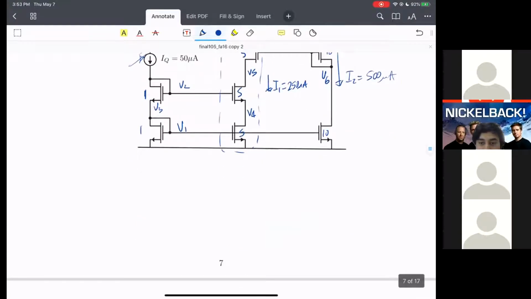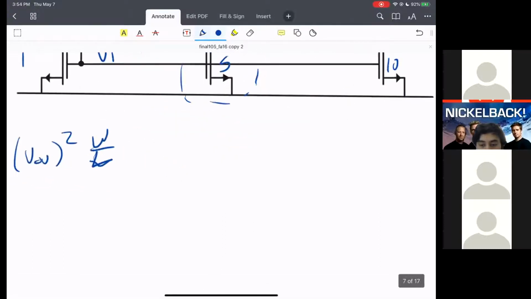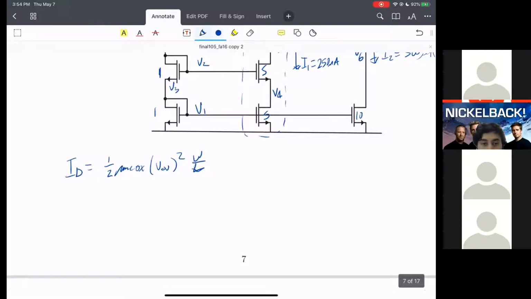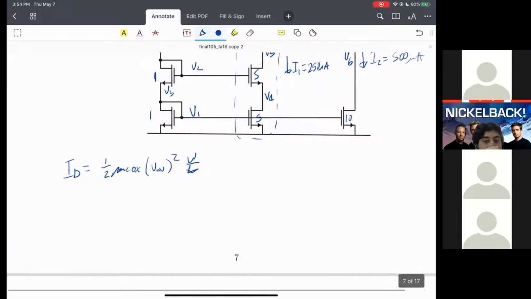Okay, so we use the equation for current. We know that ID is equal to 1/2 mu(n) Cox VOV squared, and then we have the W over L. Usually put it in the front. You do some math and you get that V1 is equal to 1.5. So you equate, there are values for everything in here, and I'm solving for V1 first.